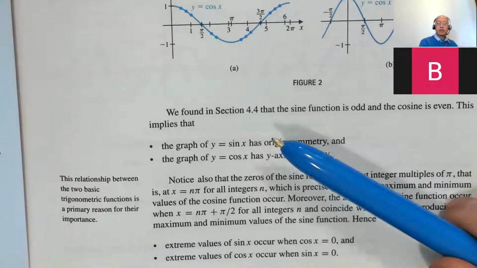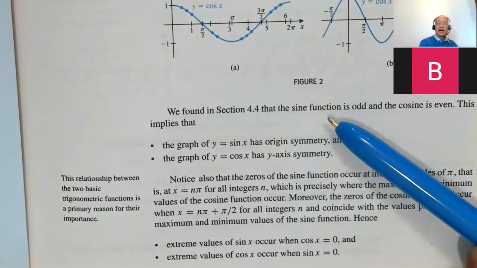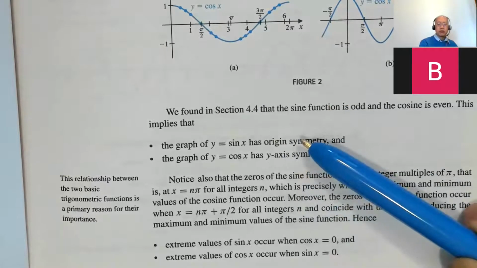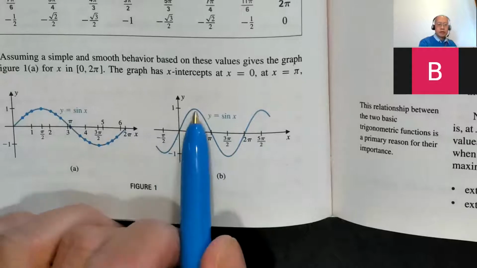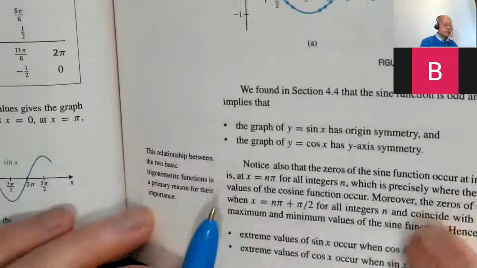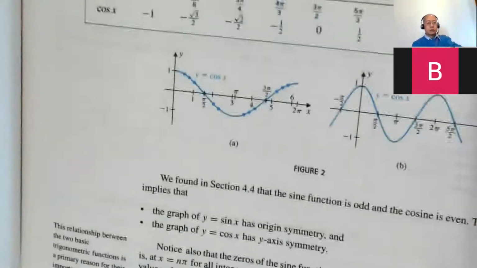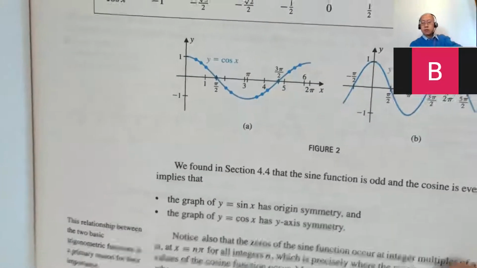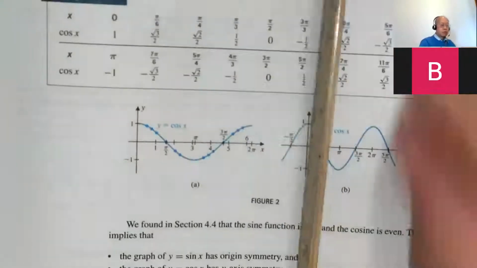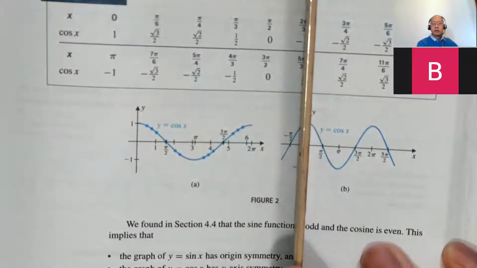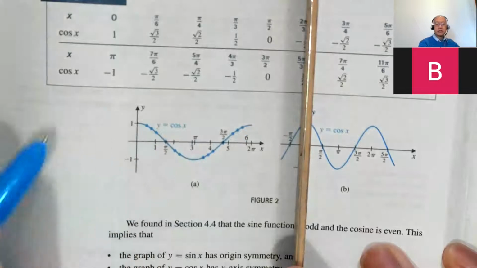Something that might be useful if you want to put this on your cheat sheet you made. Sine function is odd. Therefore, it has origin symmetry. Symmetry with respect to the origin, they don't show you enough of it, but cross like so. Cosine is an even function. Therefore, it has y-axis symmetry. Cosine function. Put a mirror right here. Okay. This thing just reflects like so.